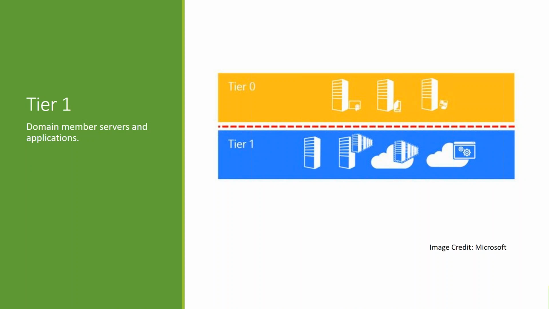The next level is Tier 1, and here you have your member servers and your line of business applications. Again, these Tier 1 administrators, they also go into this tier. So the tiers are not just about devices, they're also about groups and users that manage this level. So these administrators, they can only manage what's in this level, and they can only interactively log into these Tier 1 devices as well. They can't interactively log into a Tier 0 device or a Tier 2 device.